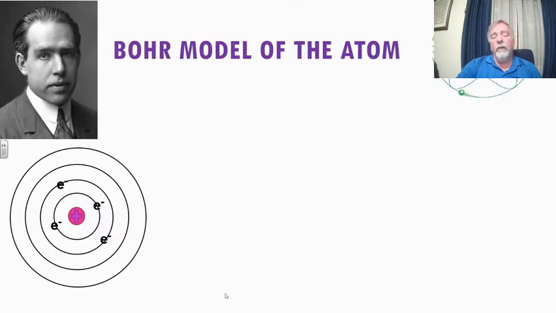was to think of an atom as having a small, positively charged nucleus, like Rutherford showed us, but that electrons are orbiting that positively charged nucleus, much like planets orbit the sun, right? And he came to this by looking at the emission spectra and the absorption spectra of different elements.